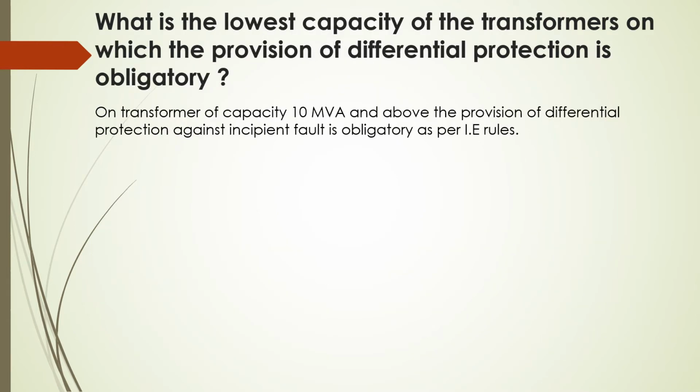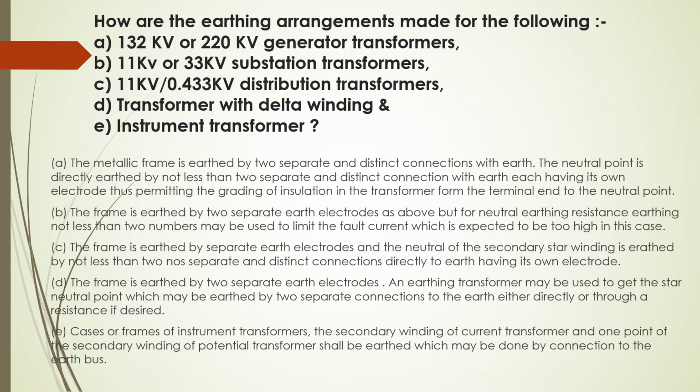What is the lowest capacity of the transformers on which provision of differential protection is obligatory? On transformers of capacity 10 MVA and above, the provision of differential protection against incipient faults is obligatory as per IE rules. How are the earthing arrangements made for the following?